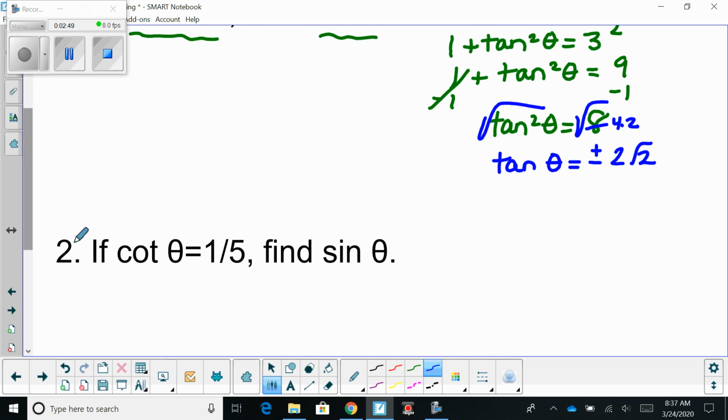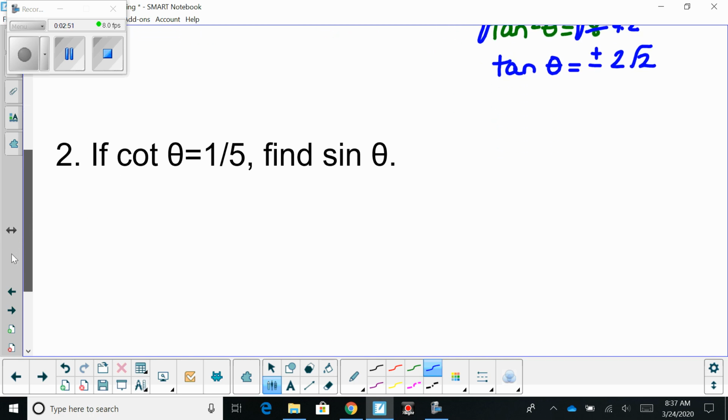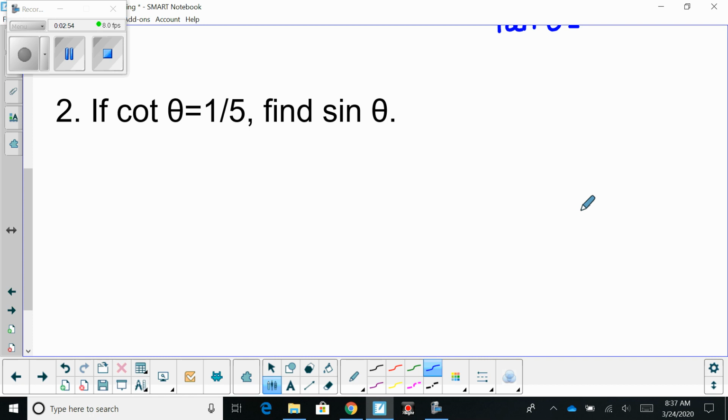All right, this second one here, if cotangent equals 1/5, find sine. Now, you cannot use that the cotangent is the cosine over the sine, or the tangent is the sine over the cosine, because those could have been reduced. So you need to use something other than your quotient identities. I am going to use cotangent to find my cosecant with the Pythagorean identities. And then I'm going to use the reciprocal identities. If I know cosecant, I'm going to find sine.